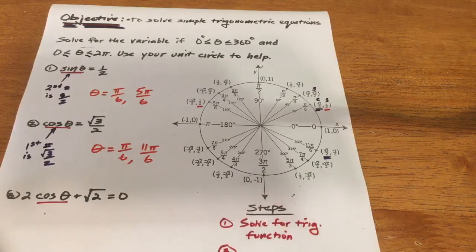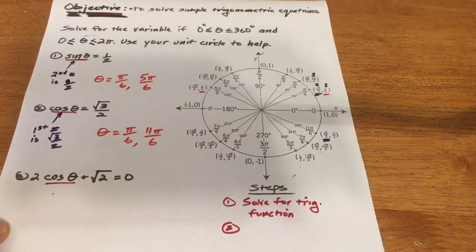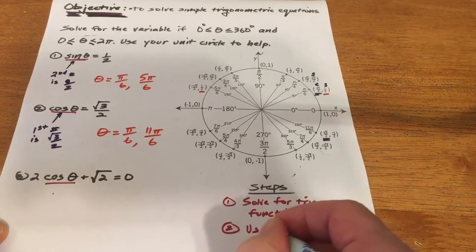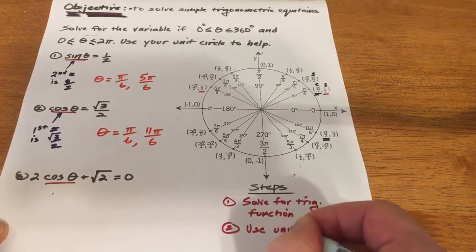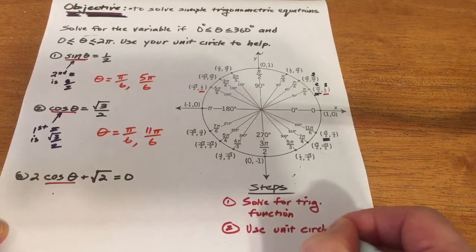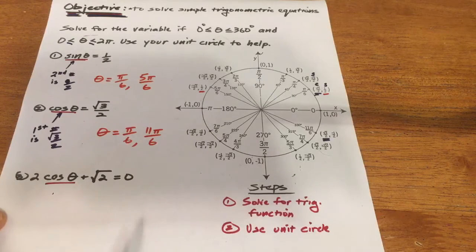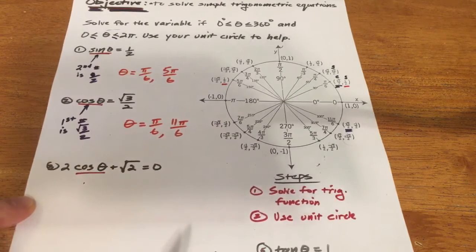After we've solved for the trig function, then we can use our unit circle like we did up here in problems 1 and 2. So use the unit circle. So, keeping those steps in mind, let's try problem number 3.